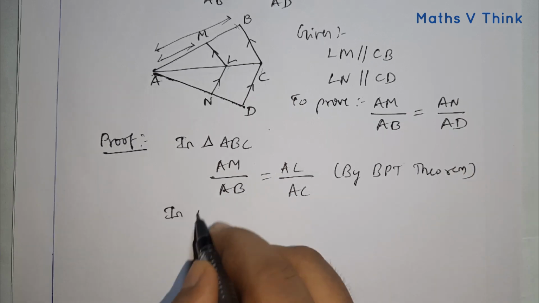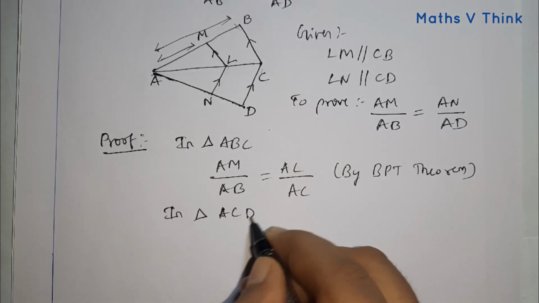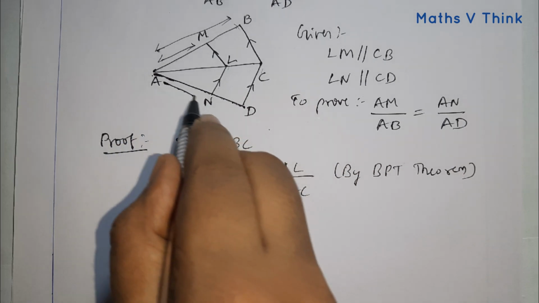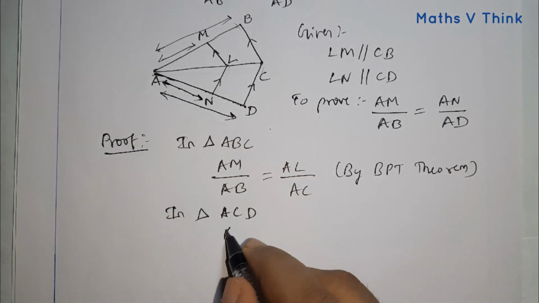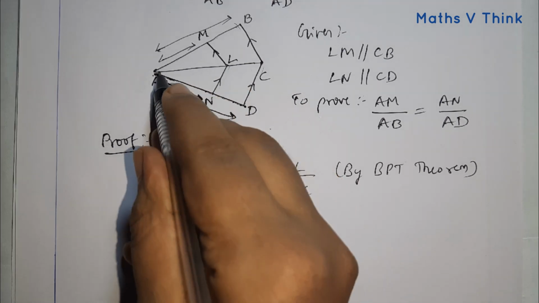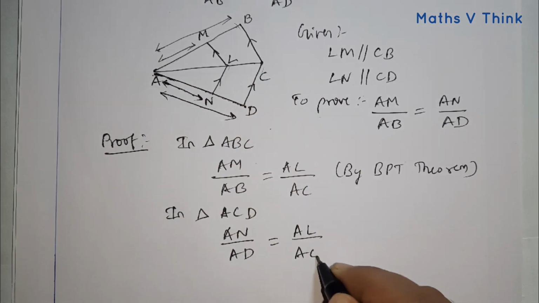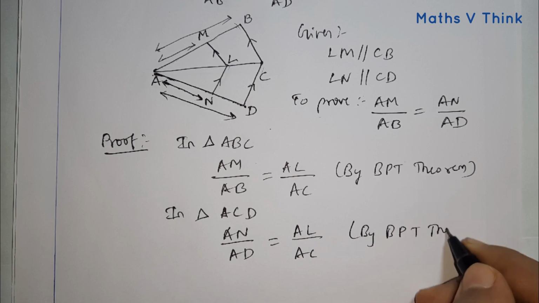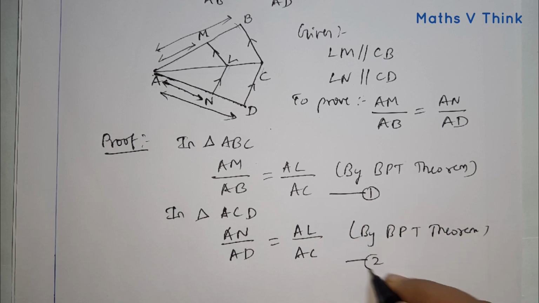Same way in triangle ACD, in the right side you can see AN by AD. This by total. So you need to take like this. So AN by AD is equal to AL by AC. So by BPT theorem. So let this be 1 and this be 2.